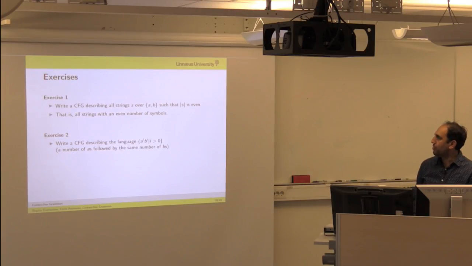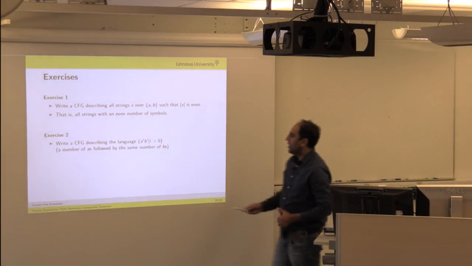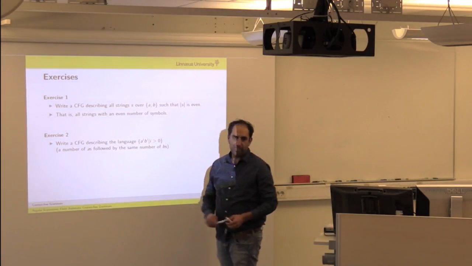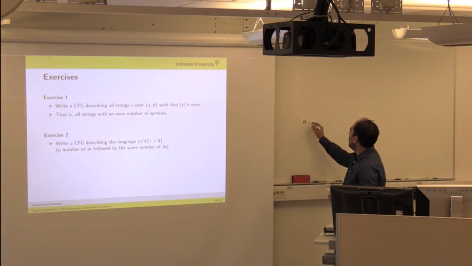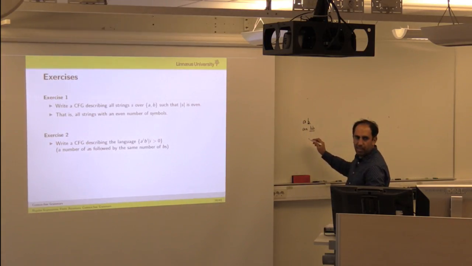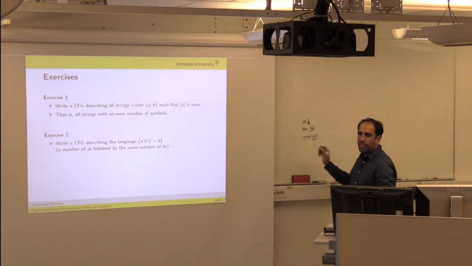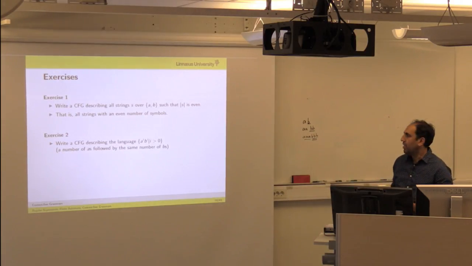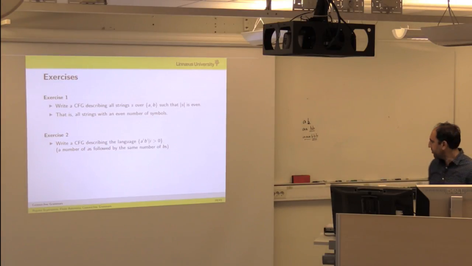Meanwhile, if some of you want to try the second exercise, it says: write a CFG describing the language a^i b^i, where i is more than 0. It means that we have a number of a's followed by the same number of b's. If you have 1 a, then you should have 1 b. If you have 2 a's, then you must have 2 b's. So the number of a's and b's in your string should be the same. If you have 3 a's, you must have 3 b's in the end. And if you have 4 a's, 5 a's, 10 a's, then you must have the same number of b's in the end.